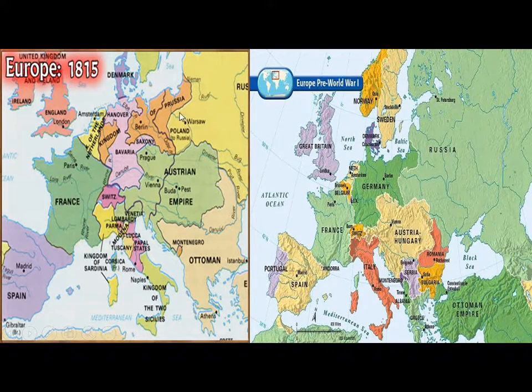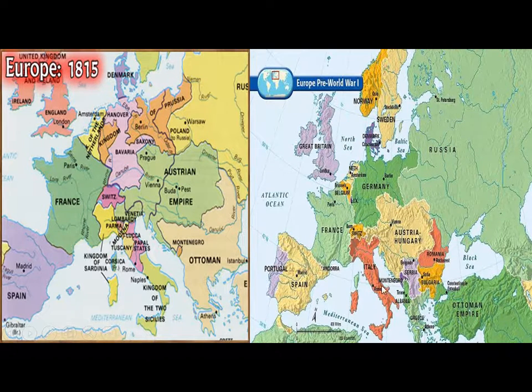So this is Europe in 1815, so this was the Congress of Vienna following Napoleon. This is what Europe looks like right before World War I. So you can see Germany here is split into pieces. Here it's gotten bigger. You can see France has lost some land here and here. You see Italy is unified. You see the Ottoman Empire has lost quite a bit of land.